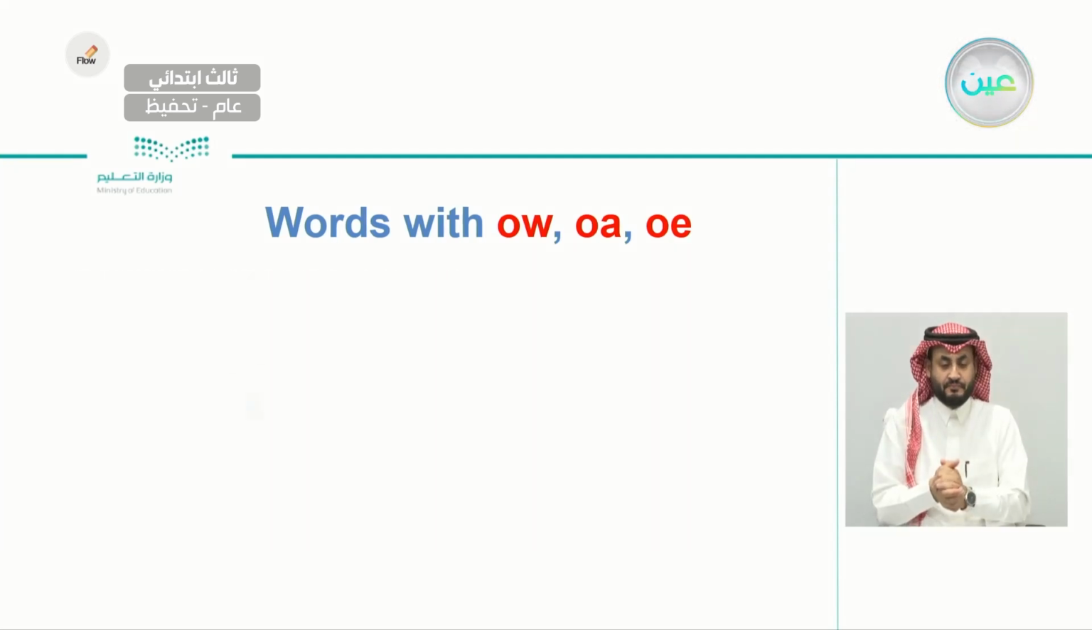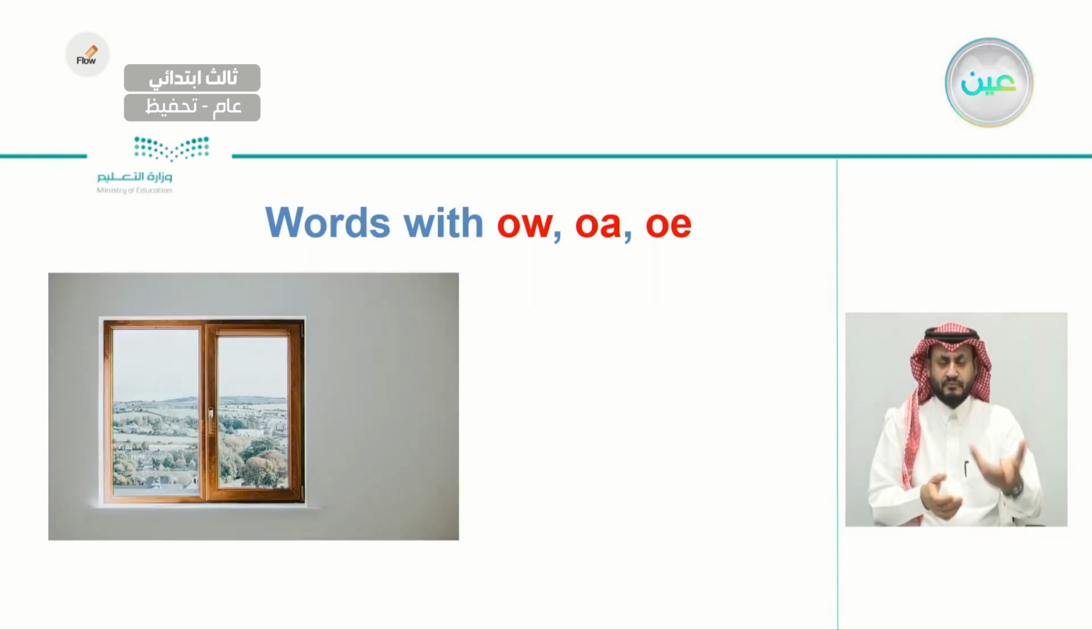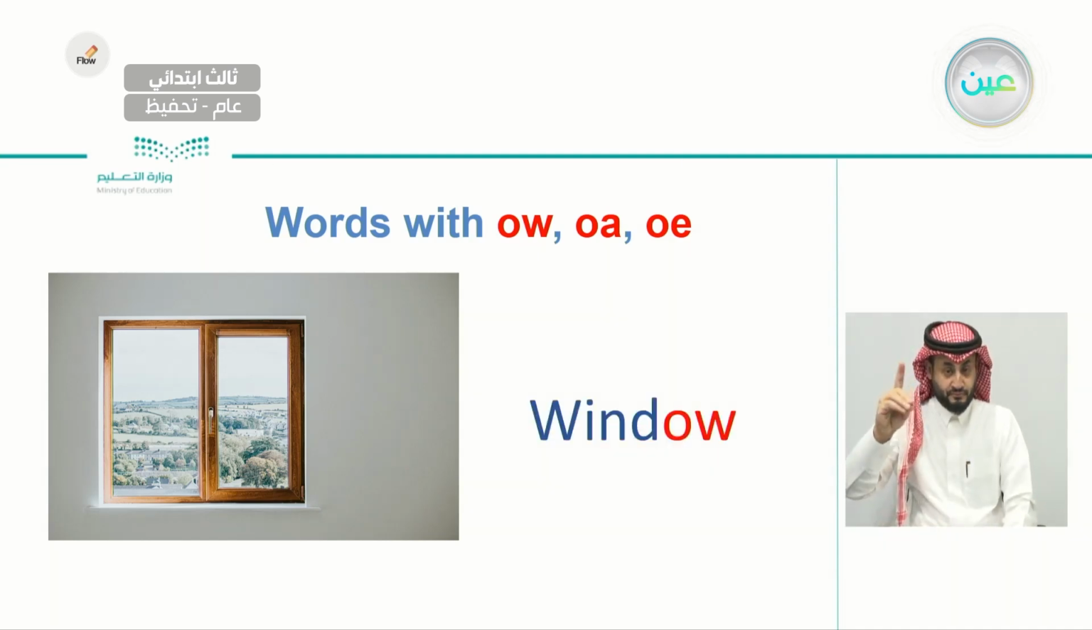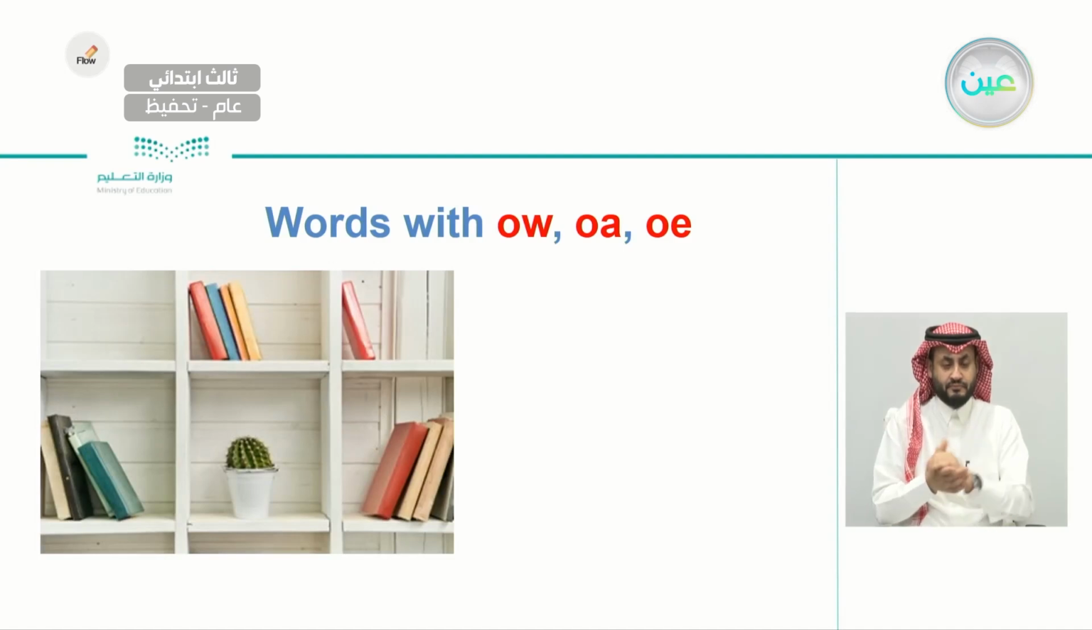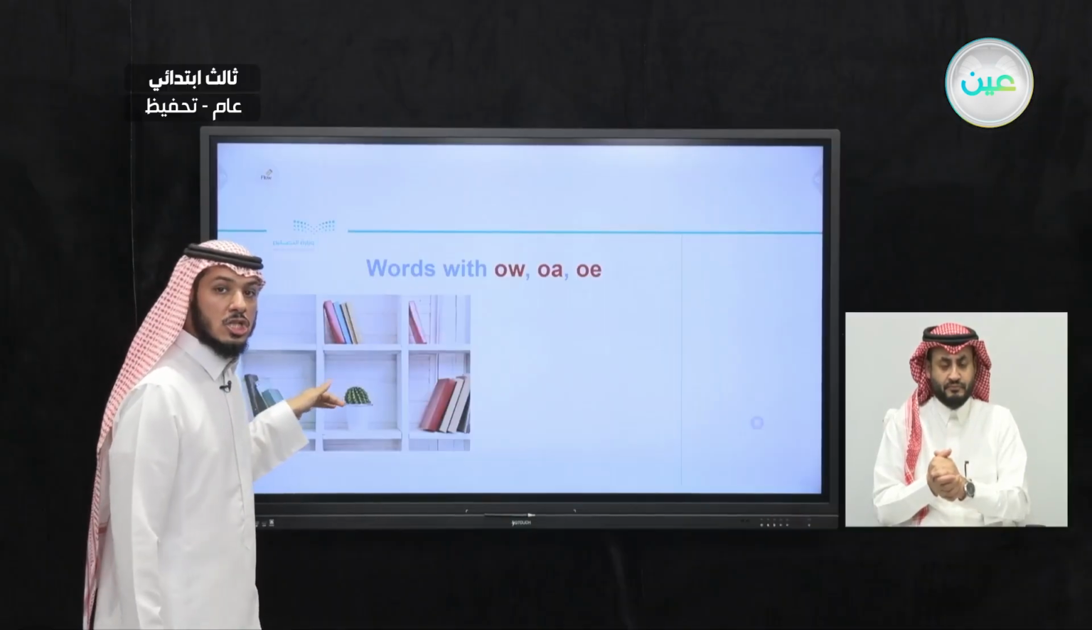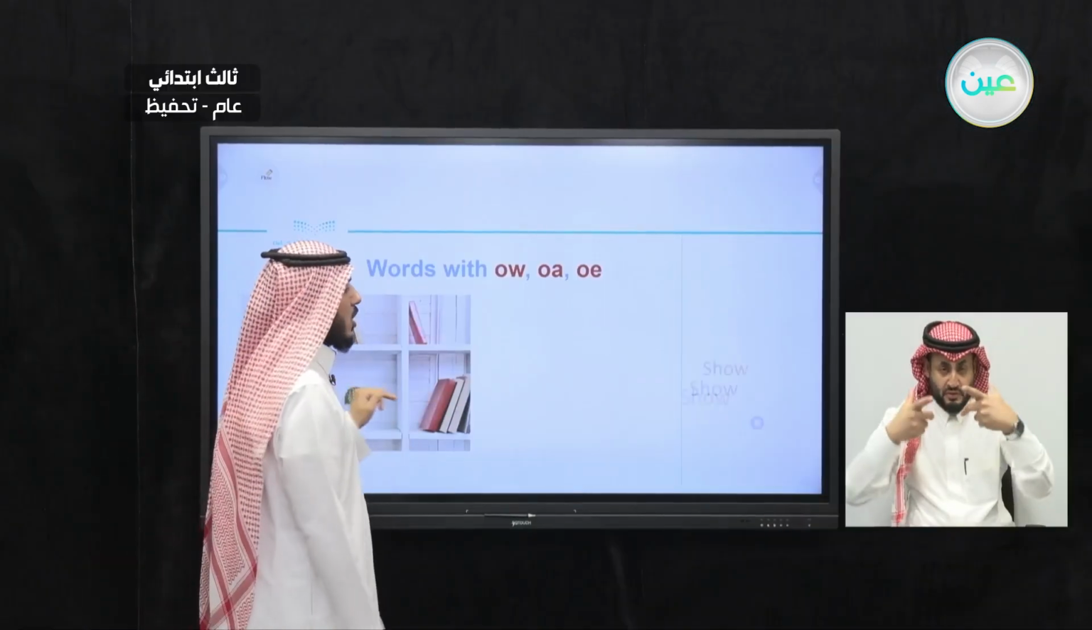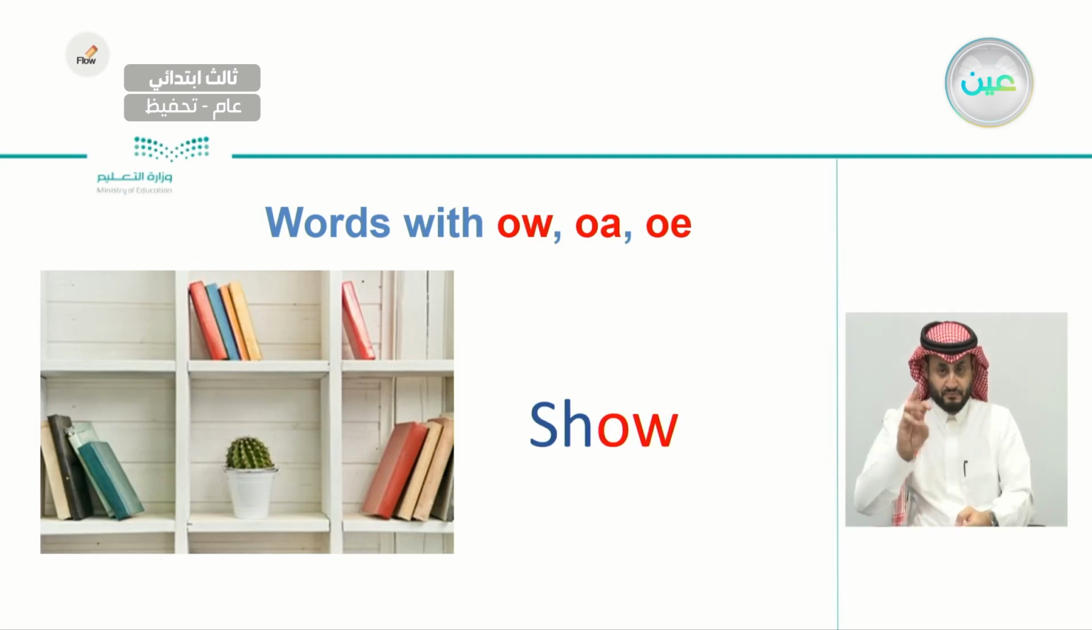Perfect. Okay, what about this? What is this? Yes, it is window. Perfect, window. Okay, so O and W, pronounce them as O, long O. Okay, what is this? It is show. Perfect, yes, it is show. Okay, so we have show, O and W, long O.